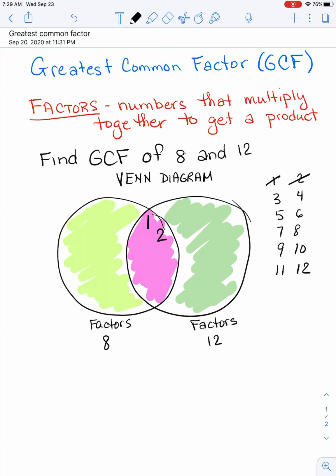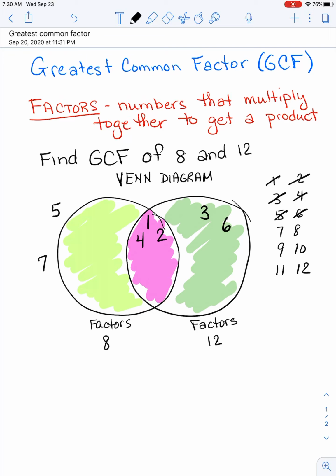What about 3? Well, I can't multiply 3 by any whole number to get 8, so I know that 3 is not a factor of 8. But it is a factor of 12 because 3 times 4 is 12. So I'm going to put that there. 4, okay, 4 times 2 is 8, and 4 times 3 is 12, so 4 would go in the middle. 5 is not a factor of either one, so I'll kind of put it floating around on the outside. 6, well, nope, not a factor of 8, but it is a factor of 12, right? Because 6 times 2. So let's put 6.